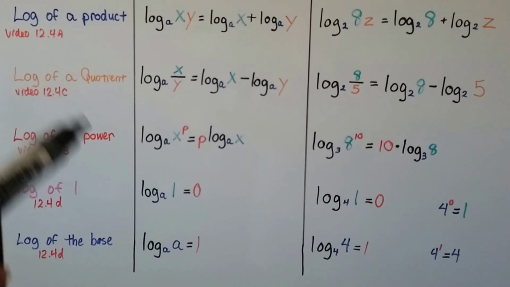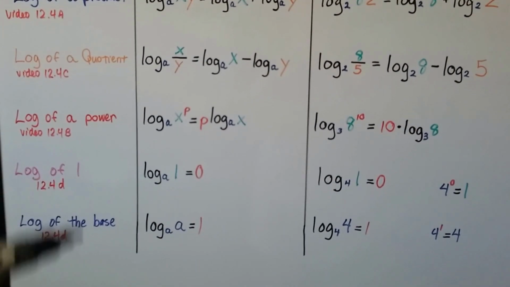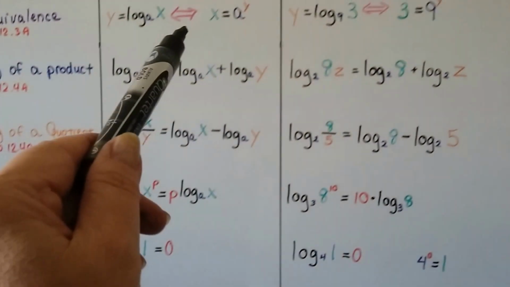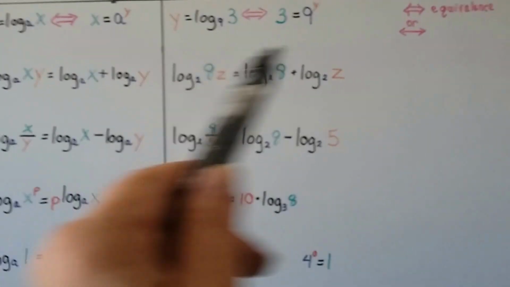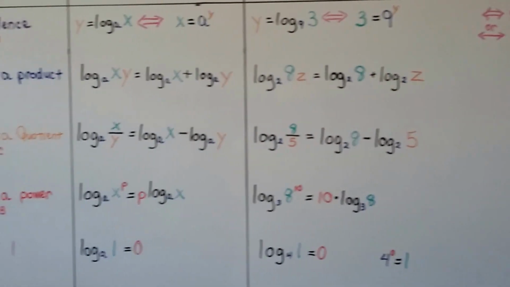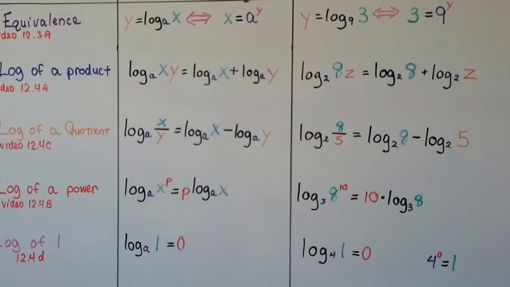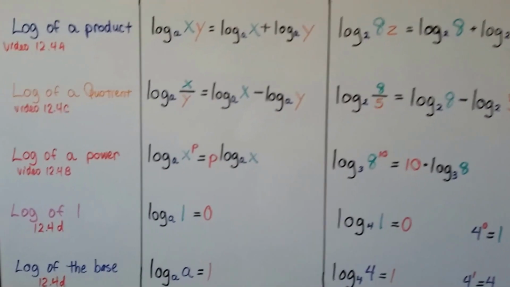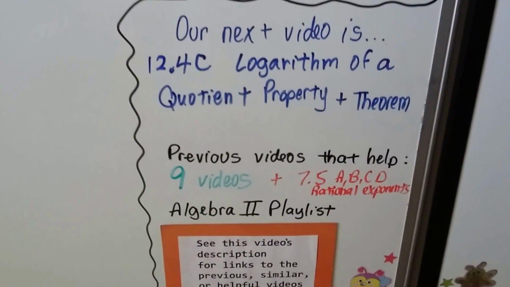I kind of wrote them in a weird order here. We're going to do quotient next, and then we're going to talk about log of 1 and log of the base, which you may already understand, all right? And I want you to remember that if you see an equal sign with a double-headed arrow, it means equivalent, or it could just be an arrow with two ends to mean equivalent, okay? It just means that becomes that, all right? They're equivalent.